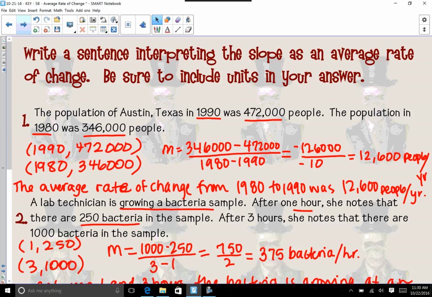Number 1 and 2, so this is the bottom section down there. We're just interpreting the average rate of change over intervals, so we're having to create the intervals here. This one is about the population of Austin, Texas. In 1990 it was 472,000, and the population in 1980 was 346,000. So the average rate of change from 1980 to 1990 is what we're trying to find. We created two ordered pairs, and we found that rate of change. We didn't include the word increasing, but we can see that from 1980 to 1990 it was increasing, so it would be a positive rate of change. If you need to pause the video to get this down, do that now.